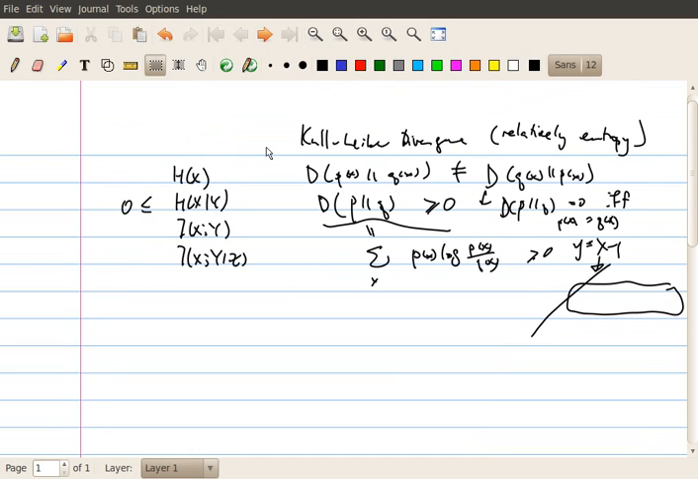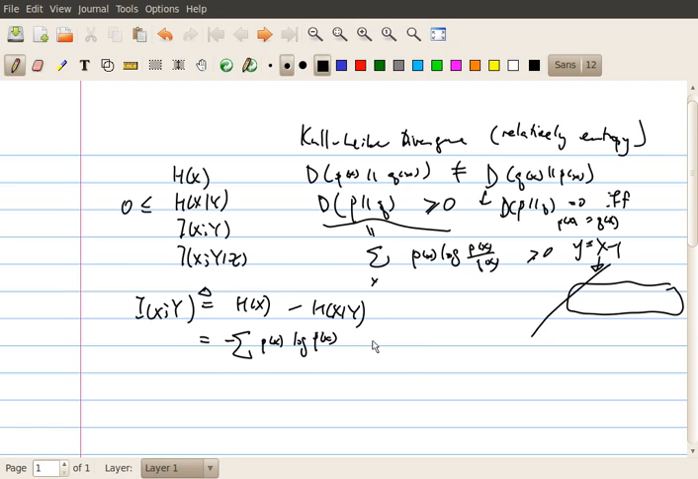Okay, so now what we can see is that we can express the mutual information by the relative entropy. Basically, the mutual information I(X;Y) is just equal to H(X) minus H(X given Y). Alright, this is by definition. And the trick is basically to write the sum of p(x) log p(x), minus the sum over x and y of p(y) p(x given y) log p(x given y), right?